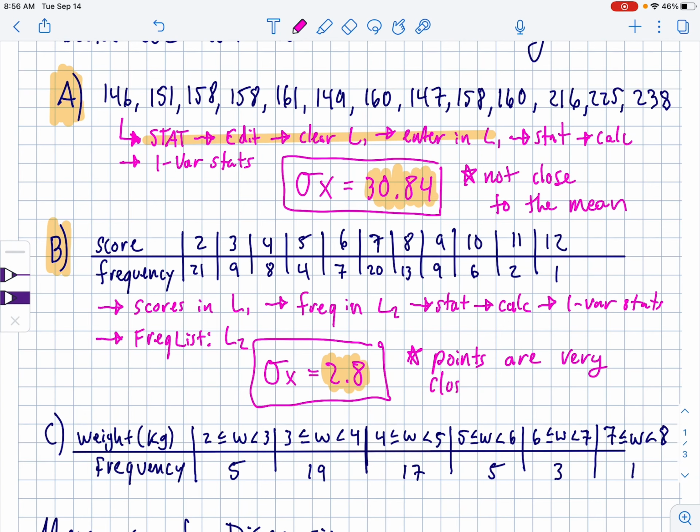It's not very spread out. The mean being the average.